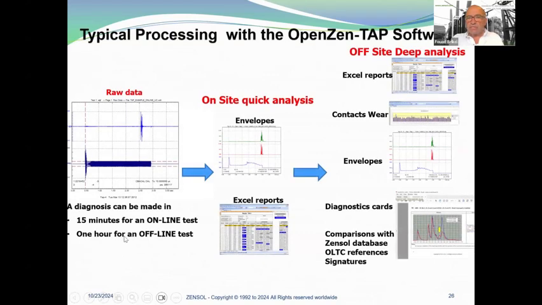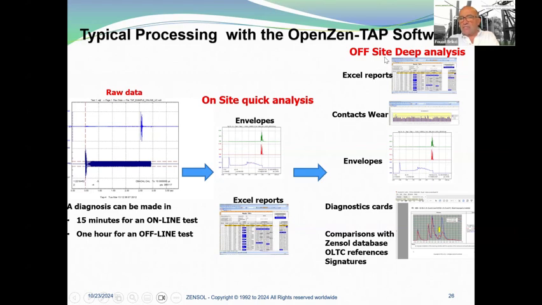So here you have a typical processing with OpenZenTap software. First of all, we have to succeed to get the raw data properly. Here you have the current, here the vibration, and the diagnosis can be made in 15 minutes for an online test and 1 hour for an offline test. Why? Because when you get these raw data, in a few milliseconds you get your envelopes and you get an Excel report which can focus on specific tests, maybe problematic tests.